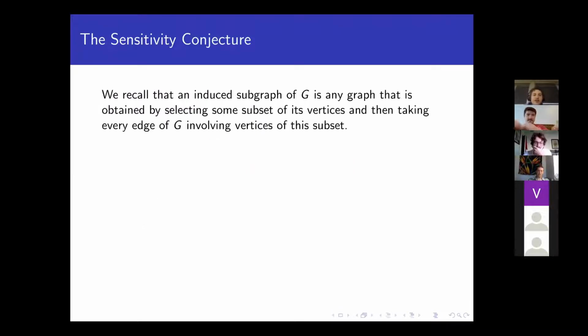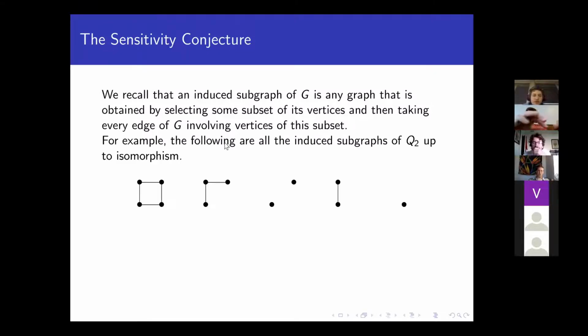And then the other definition I need to state is an induced subgraph. So an induced subgraph of the graph G is a subgraph you get by taking some subset of its vertices and then including all the edges that involve 2 vertices of this subset. So a picture is worth 1,000 words. So if we start with this graph here, the 2-dimensional cube, then one induced subgraph is to take all the vertices, in which case we also take all the edges, which gives back the original graph. Yeah, so induced subgraphs. So let's look at the example of the 2-dimensional cube.